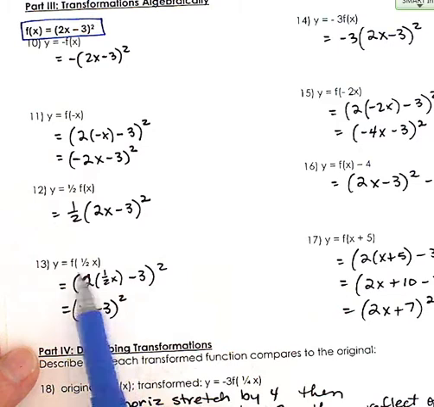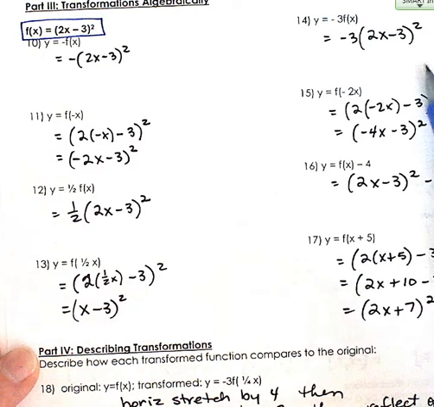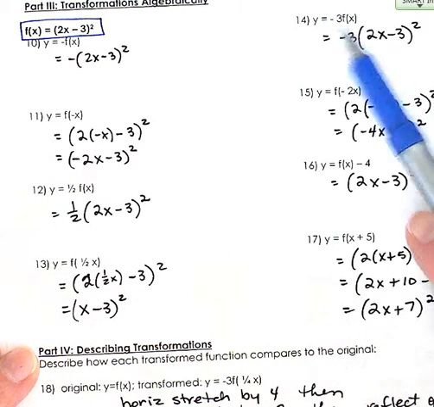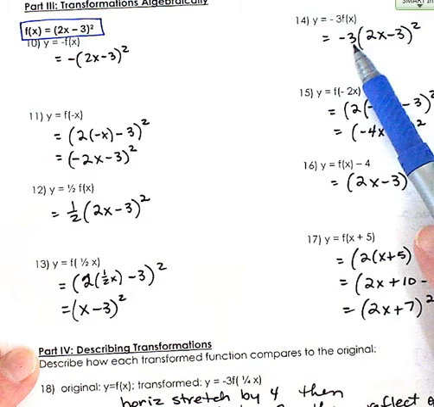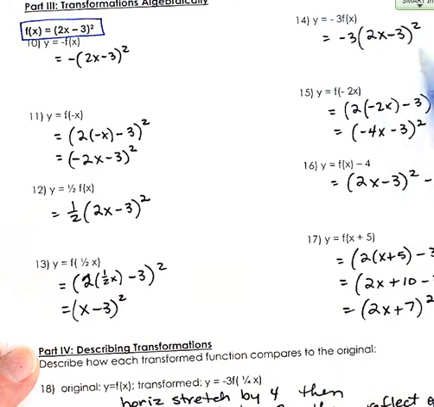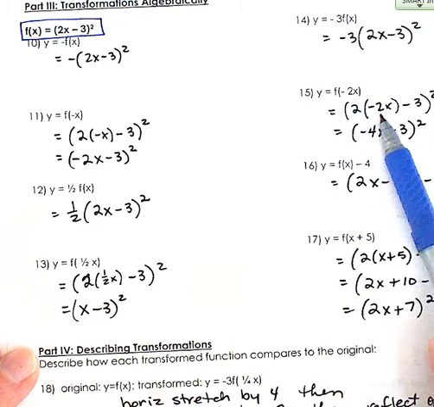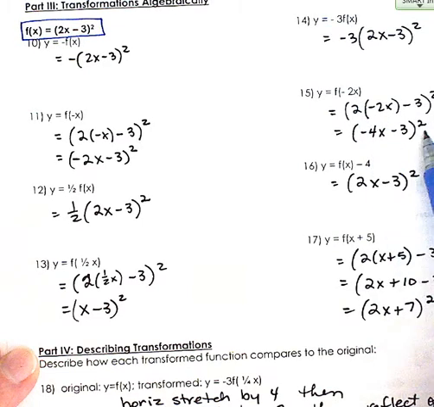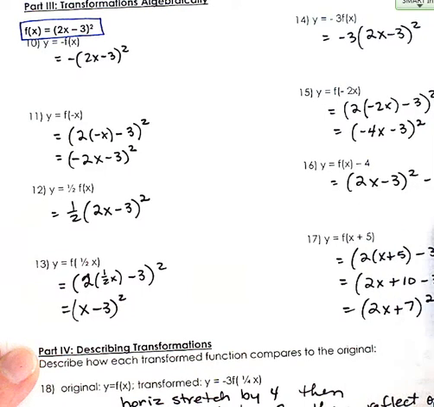13, I'm replacing the x with 1/2 x. So that gives me just a plain x minus 3 all squared. Number 14, I'm going to do a vertical stretch by 3 and then reflect it over the x, so that minus 3 comes out front. For number 15, I'm replacing the x with a minus 2x, giving me negative 4x minus 3 all squared. For number 16, I'm going to subtract 4 from the entire function, like that.